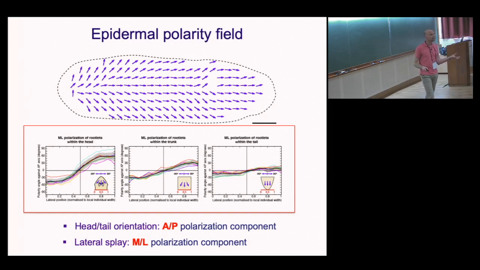So basically this means that the polarity field is also under the influence of a mediolateral component, and that, interestingly, this influence is graded along the AP axis, most strongly felt in the head and less so towards the tail of the animal.